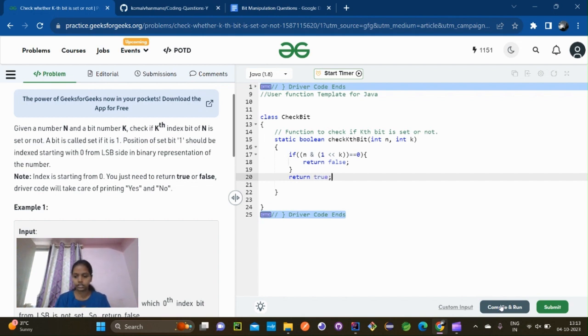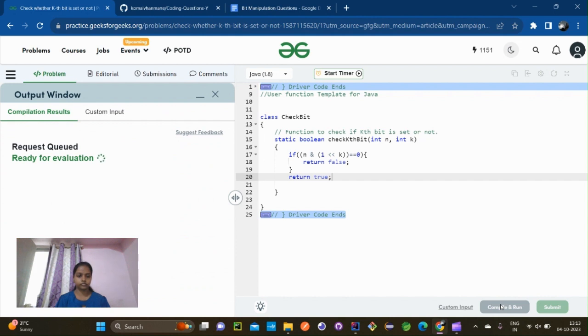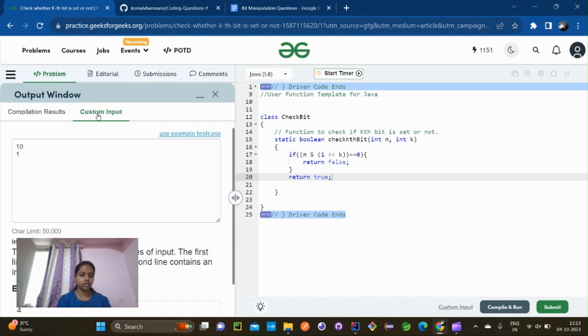Okay. If we run, we are getting the output as correct. We'll check with this one.